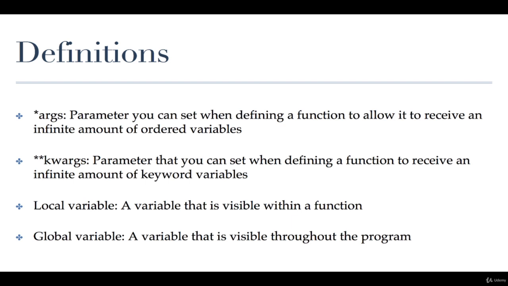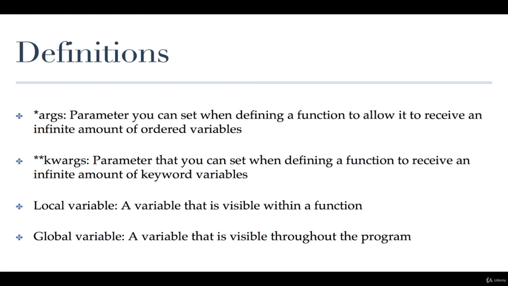So here are our definitions, guys. Asterisk args is a parameter that you can pass into a function when defining it, and it'll allow you to pass through an infinite amount of ordered variables. So when you're calling that function, you can just put a bunch of different values into the parentheses, and it's not going to break saying it doesn't know what to do with those parameters because you haven't named them. It can accept an infinite amount of parameters to then deal with as you see fit.